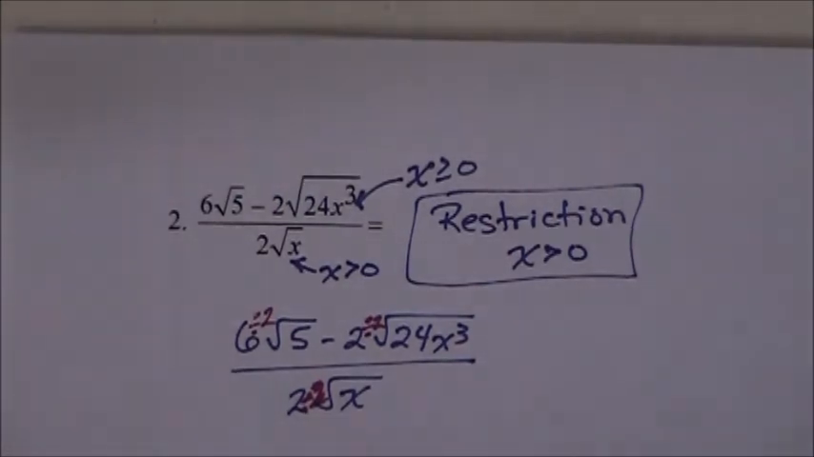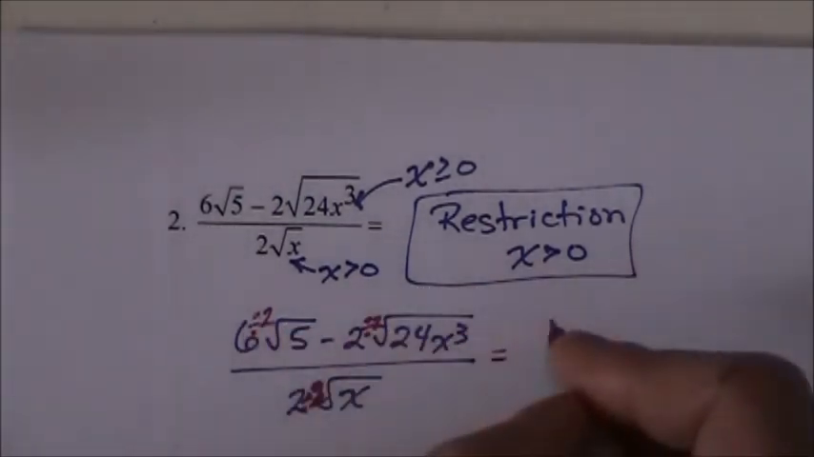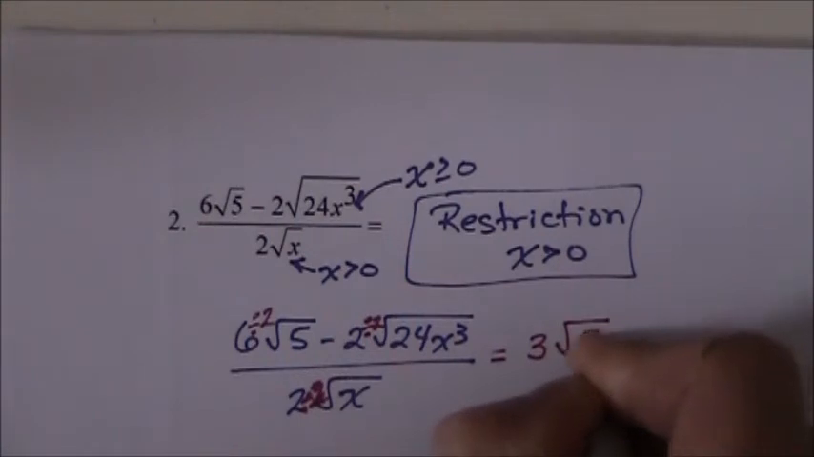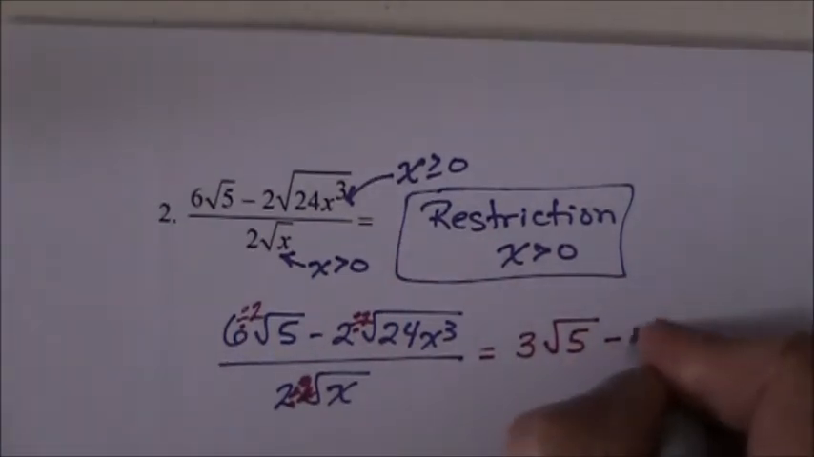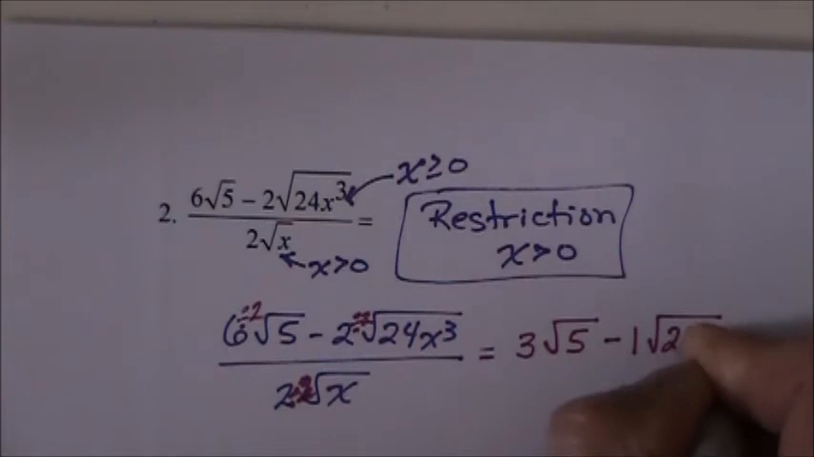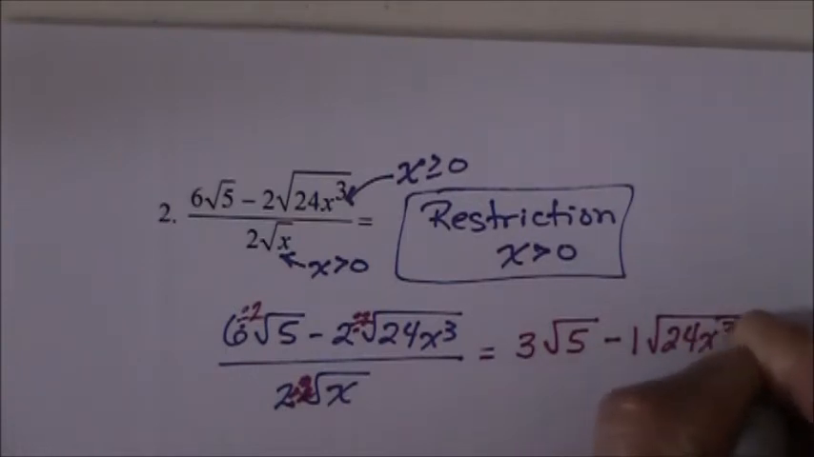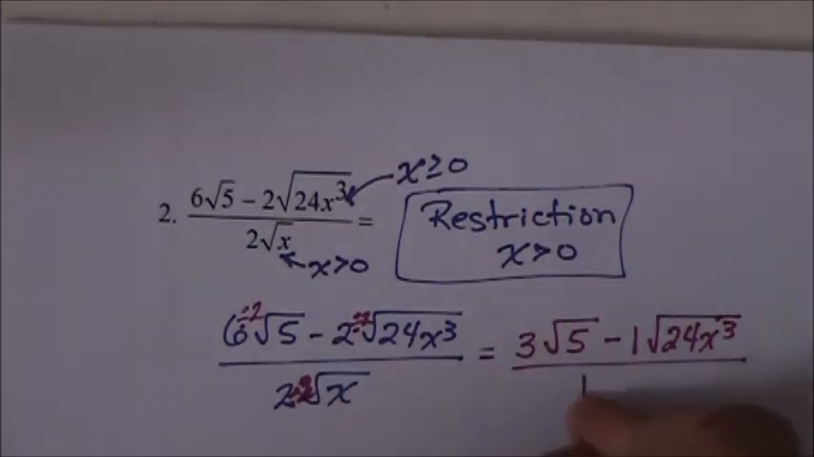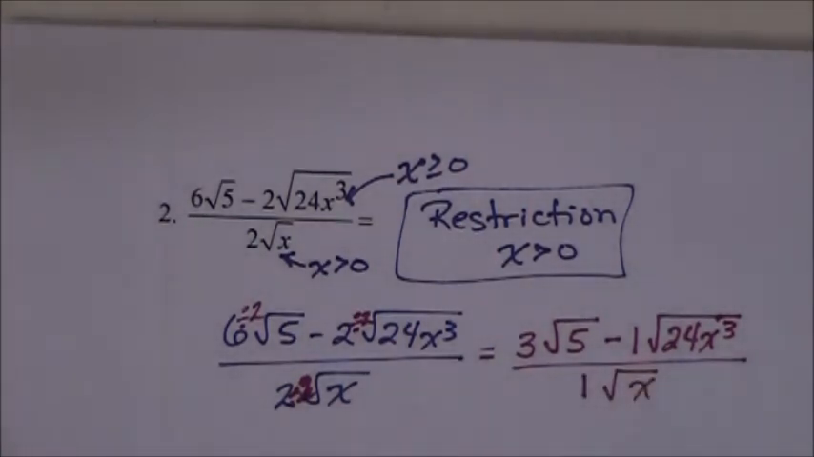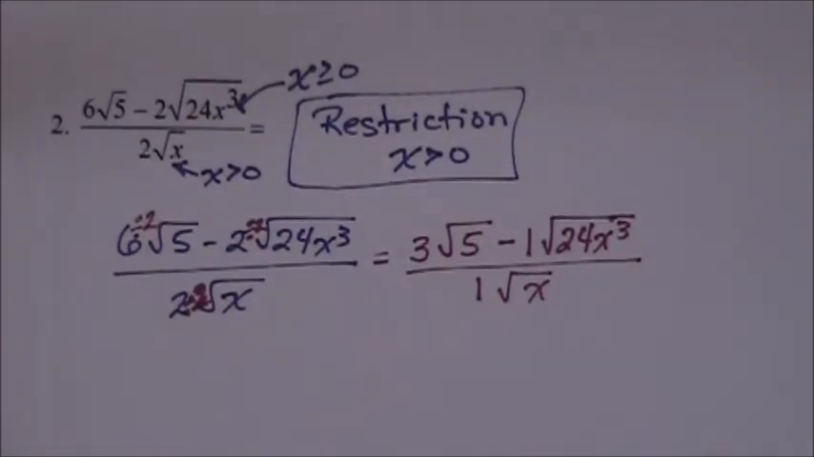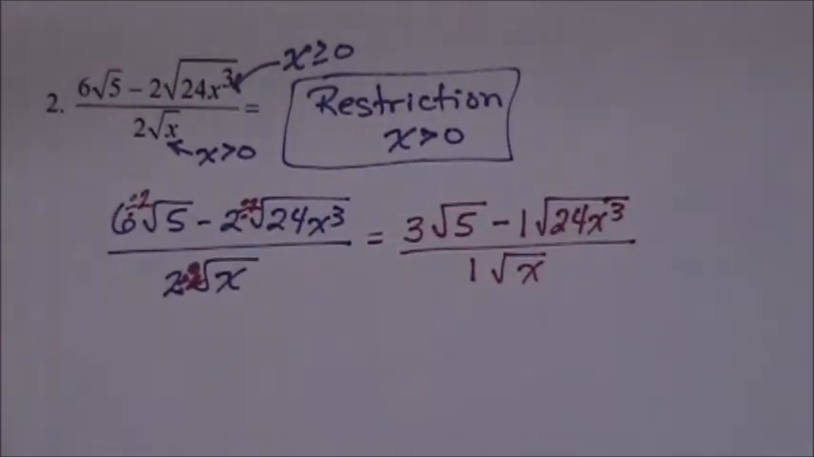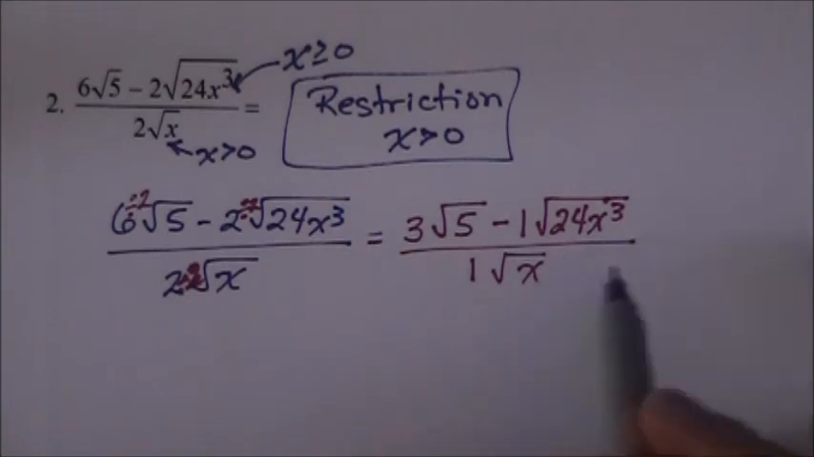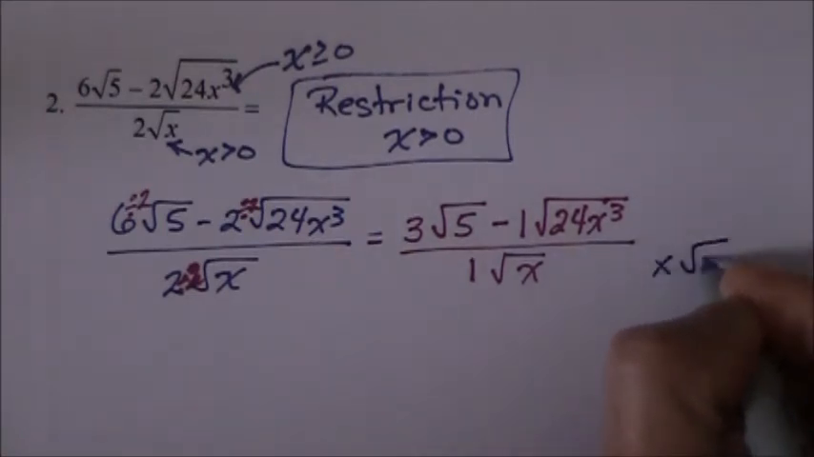So as we go to look at our question, we now have 6 divided by 2 is 3, square root 5, minus 2 divided by 2 is 1, square root of 24x cubed, all divided by 2 divided by 2 is 1, square root of x. So there we have our division has happened. Recall we do not like radicals in the denominator, which means we need to rationalize. And rationalize would be multiply the top and the bottom by the square root of x.